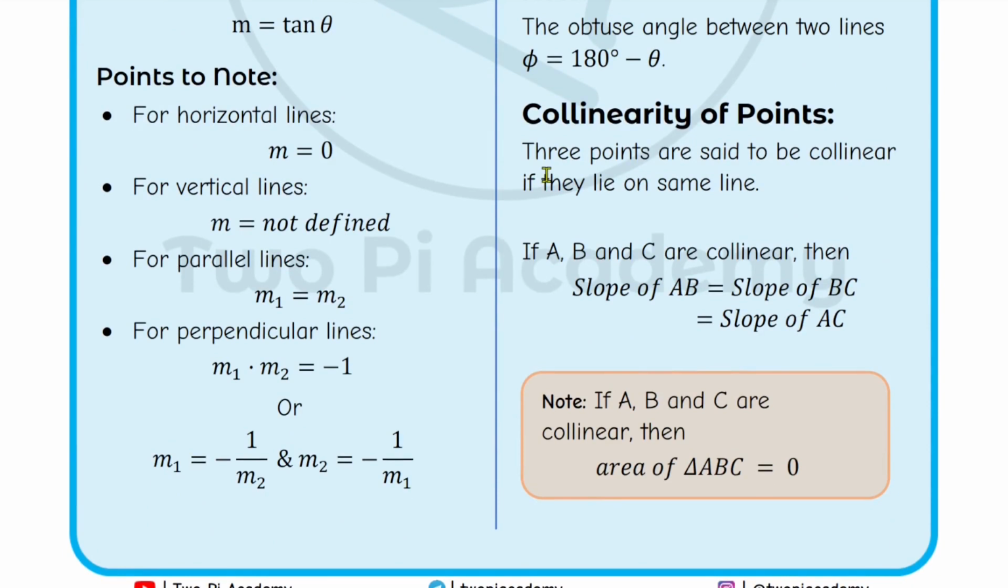Then we have collinearity of points. Three points are said to be collinear if they lie on the same straight line. Let's say if A, B, C are collinear, then slope of AB will be equal to slope of BC will be equal to slope of AC. That is, the slope of any two points on the line is the same. And there is also another way to calculate this. If A, B, C are collinear, then the area of triangle ABC will be 0.